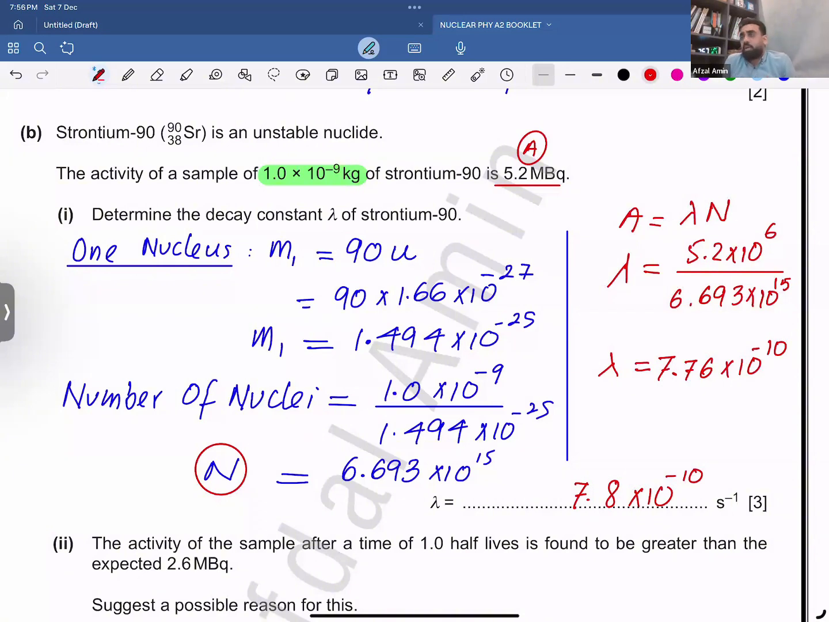Dear students, we could find lambda if you had half-life. We didn't have it. We can also find the lambda using A is equal to lambda n. So A is activity, we have. The number of nuclei we find using what? The total mass. You understand? Any question, my dear students? It's a very indirect question. You should be able to solve.